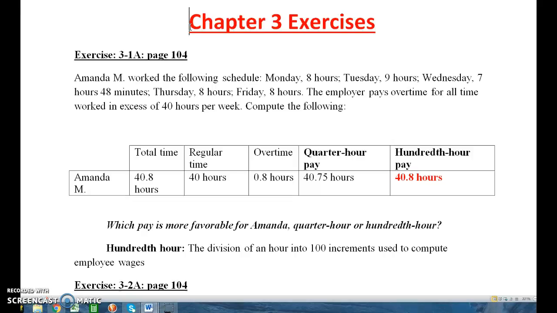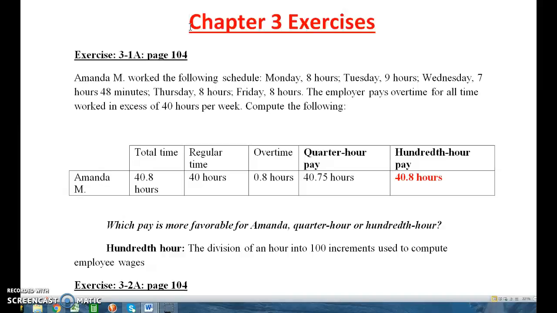Now we are going to compute the quarter hour pay and the 100th hour pay for Amanda. As you notice, they give you the hours that she worked Monday through Friday. Wednesday, she worked 7 hours and 48 minutes. Thursday was 8 hours and Friday was 8 hours. The employer pays overtime for all time worked in excess of 40 hours per week. So, according to Amanda's time card, she worked 40.8 hours. Her regular hours were 40 hours. Her overtime was 0.8. If they were utilizing the quarter hour pay, she would be paid 40.75 hours.